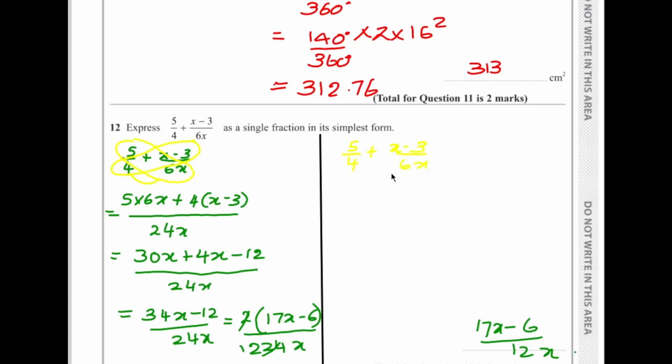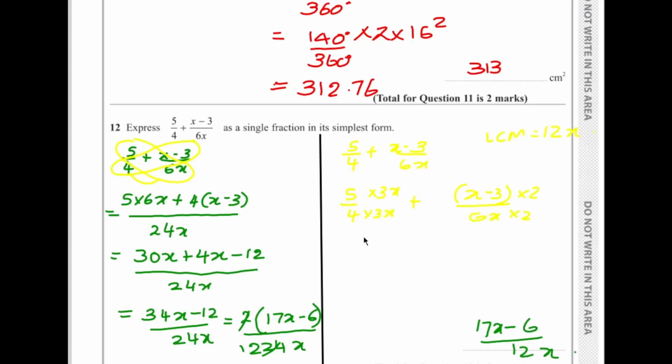So I need to get the LCM. LCM is 12x. So I'm creating 12x here. To create 12x here, I need to multiply by 3x, then this side also by 3x. X minus 3, the whole thing here over 6x. I need to get 12x. To get 12x, I need to multiply both the numerator and denominator by 2.